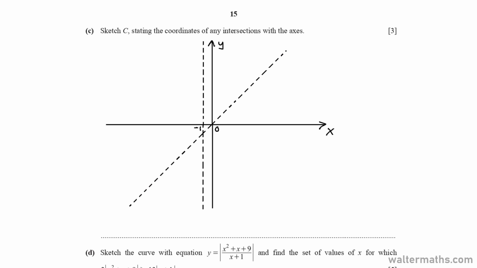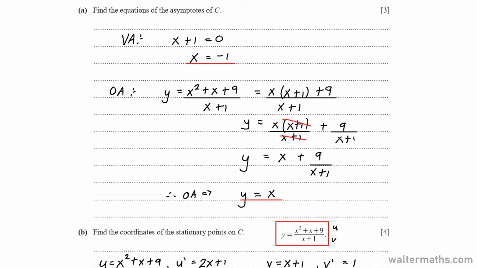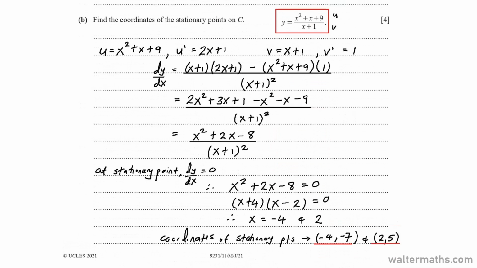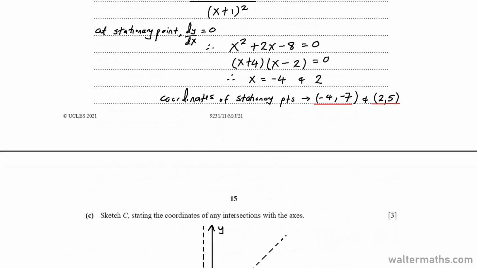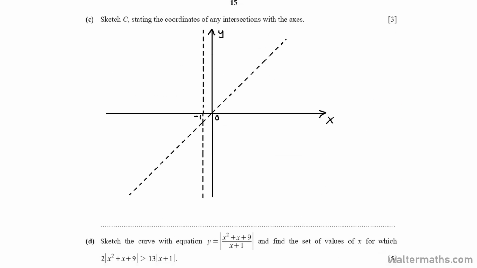And now my graph will come out like this. I have to consider the fact that we've got two stationary points, and that's at -4 and -7 and 2.5. So I know that my graph is going to be coming out like this.